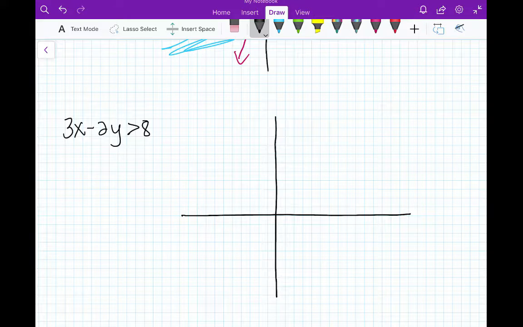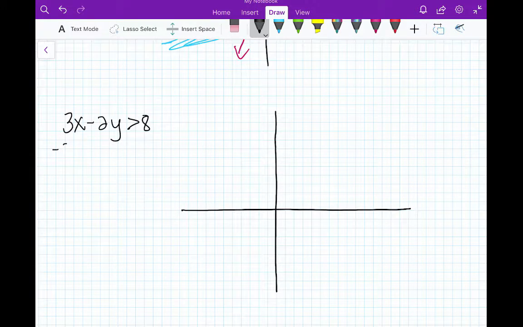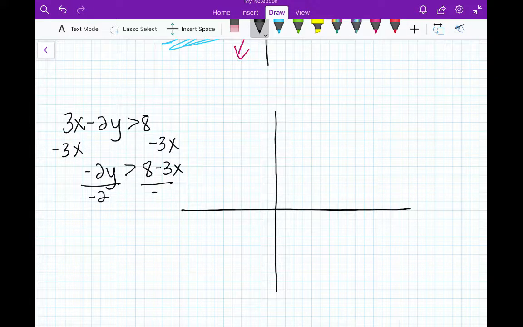All right, so we have the inequality 3x minus 2y is greater than 8. In order to graph this, we could find the x and y intercept, or we could write it in slope-intercept form. For the sake of practice, we're going to solve it for y equals, getting y by itself. So I'm going to subtract the 3x on both sides. That leaves me with negative 2y is greater than 8 minus 3x, and then I'm going to divide by negative 2. If you remember, when we multiply or divide by a negative, our inequality symbol flips. So now this becomes a less than.